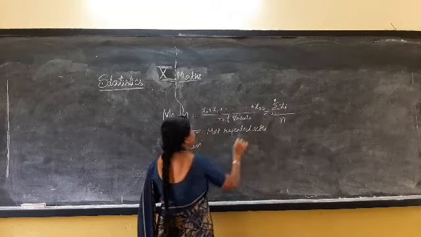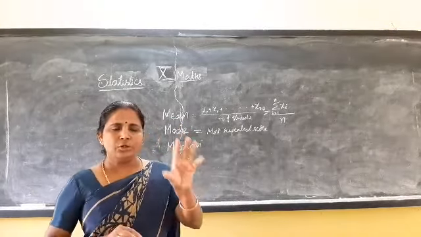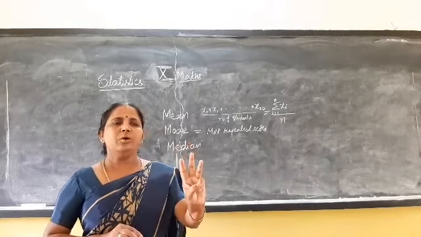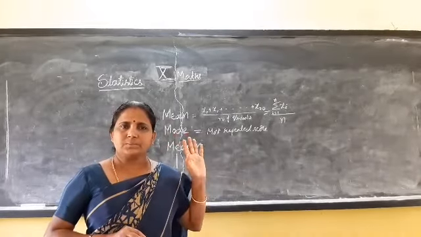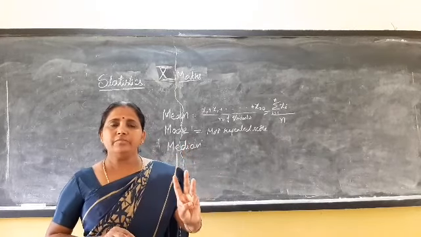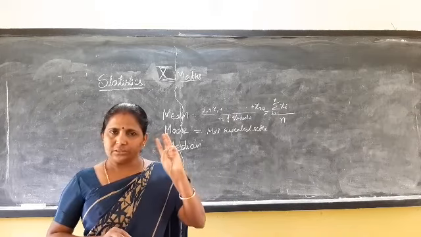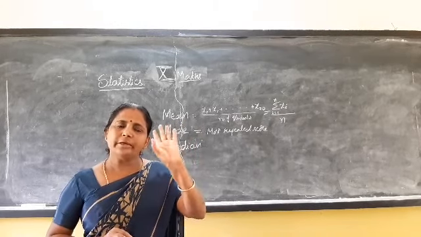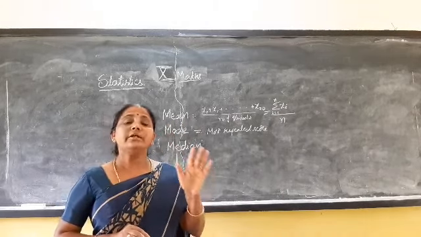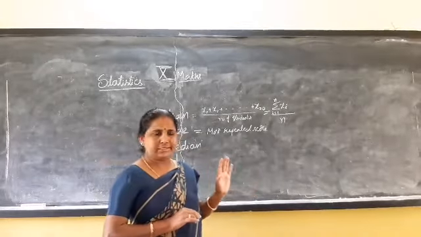So this one, the mode, we were taking as the most frequent. For example, out of 20 students, 3 have got the same marks and all the others have different marks. No other marks are taken by 3 students, only one mark is scored by a maximum of 3 students. So that will be taken as the mode. That we have studied last year.